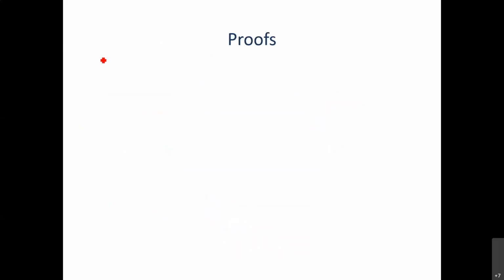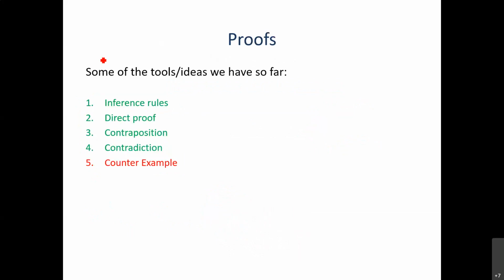Okay, so let's start with proofs. These are some of the tools and ideas we've run over so far. We have inference rules, where we have a bunch of premises and we want to reach a conclusion. We have direct proof, where you just literally go through the proof and do it. Contraposition, contradiction, and counterexample. Counterexample is usually when you want to disprove something.